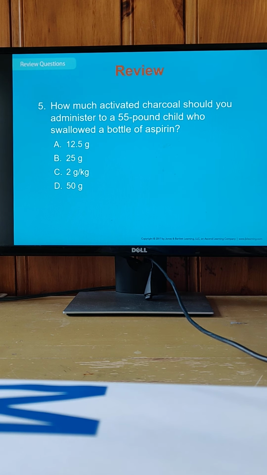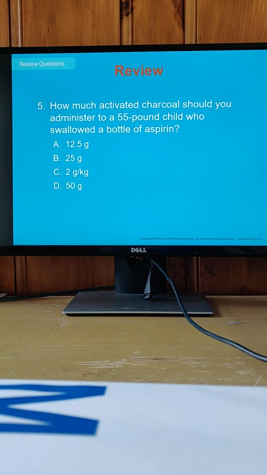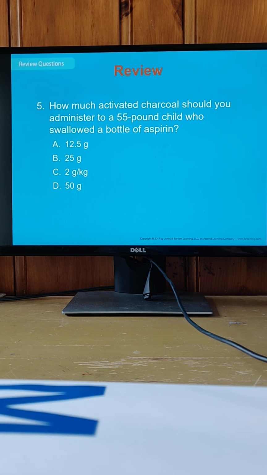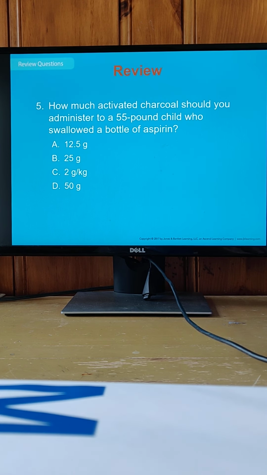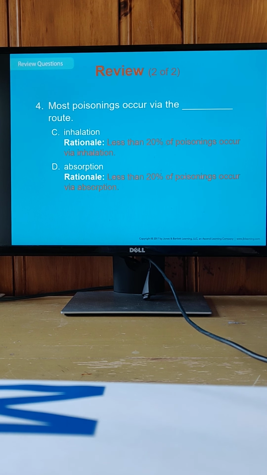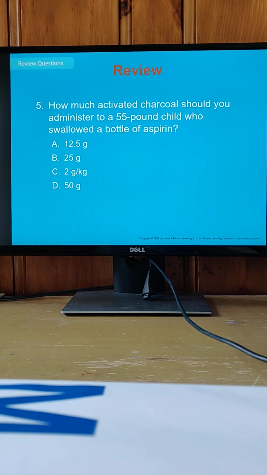Is it D? No, because that's way too much. Would it be C, 2 kilograms per kilogram? Close to it. Okay, but it's asking you how much would you administer. Is it 25 or is it 12 and a half? The answer would actually be, I believe, 25, which would be, well, hold on. I'm sorry, I'm going the wrong direction. I believe the answer is B.